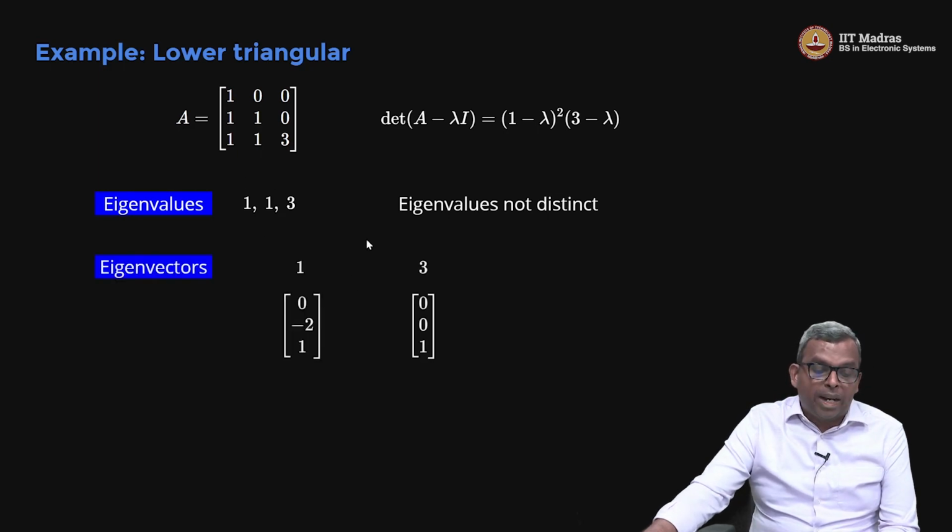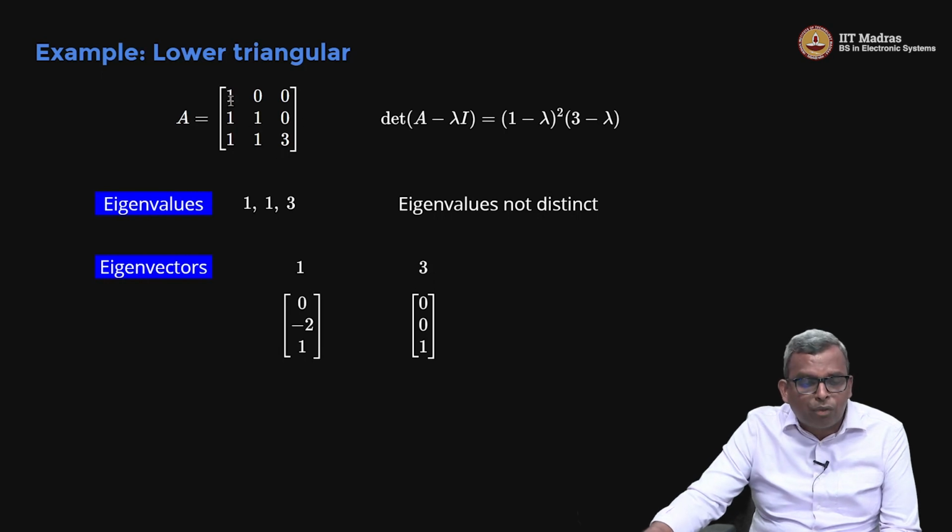Now you have to find eigenvectors, and if you look at eigenvectors with eigenvalue 1, you find only 1. You don't get 2 linearly independent ones. So the nullity of A minus I will end up being only 1.